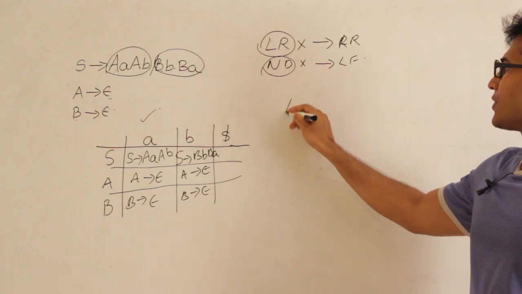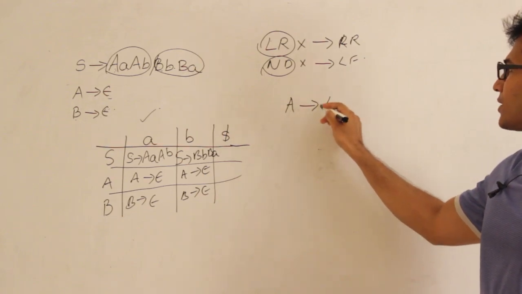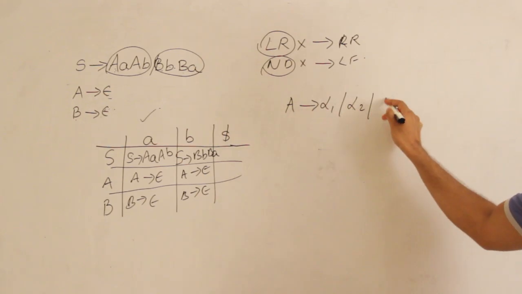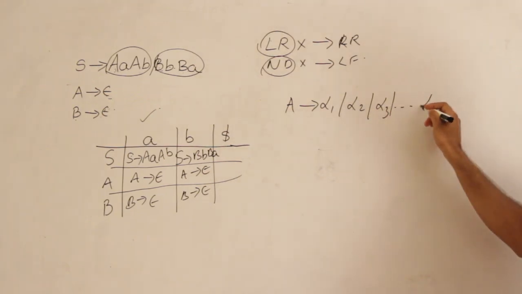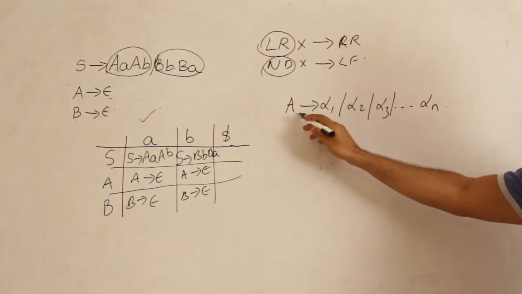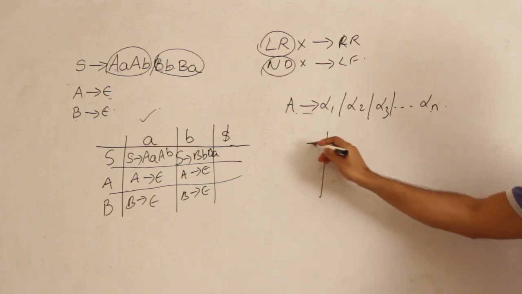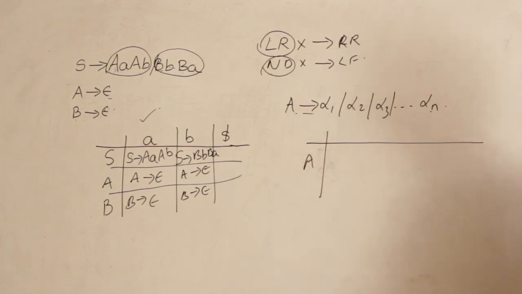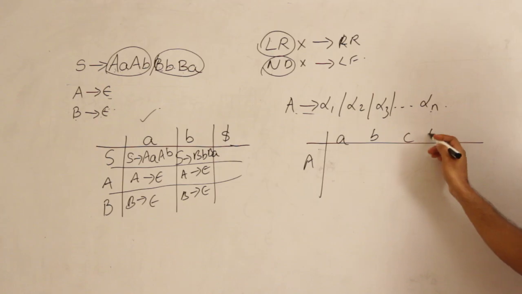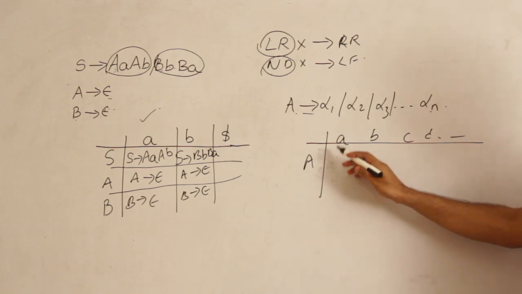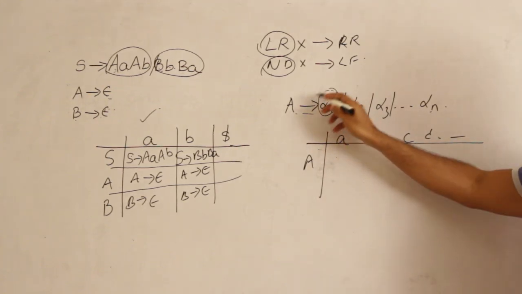For example, if I have a grammar like this, A derives alpha 1, A derives alpha 2, A derives alpha 3, and so on, up to alpha n. Now all these productions have to be kept in the same row. What is the row? A, right? And let us say we have terminals a, b, c, d, and so on. Now, where should I place this, A derives alpha 1?